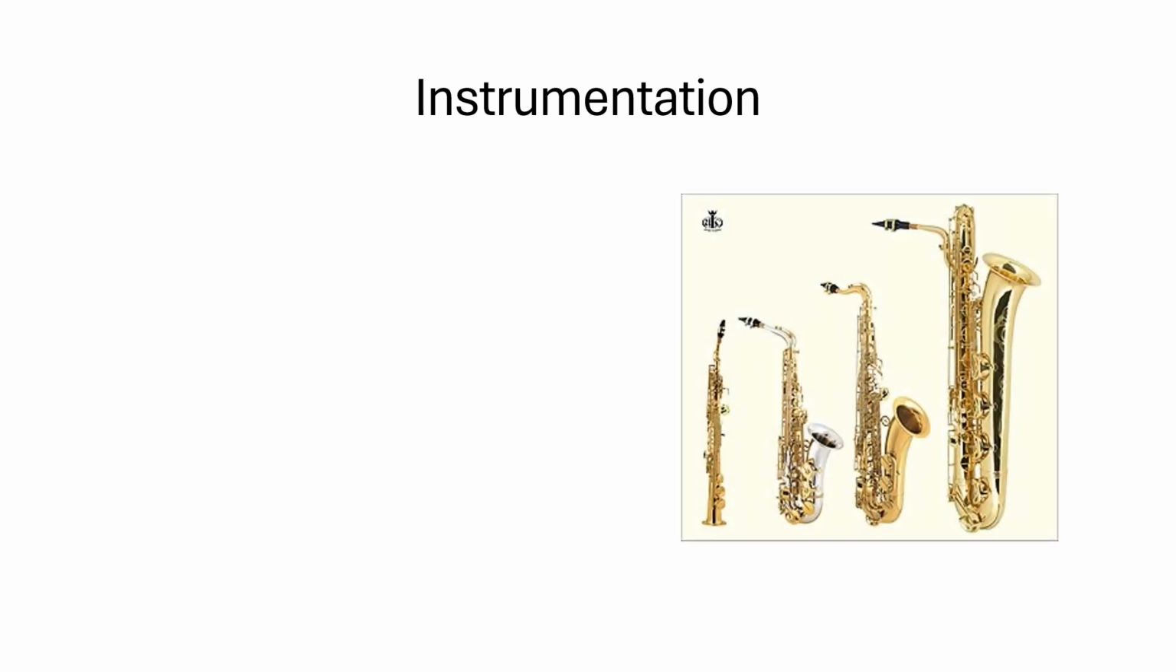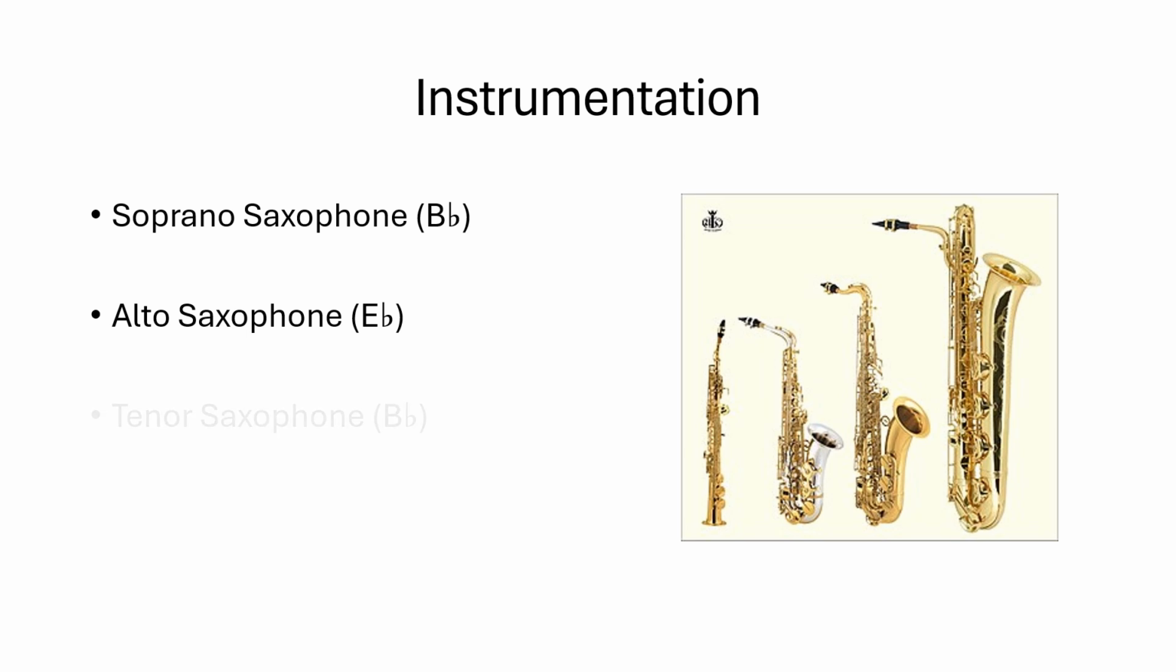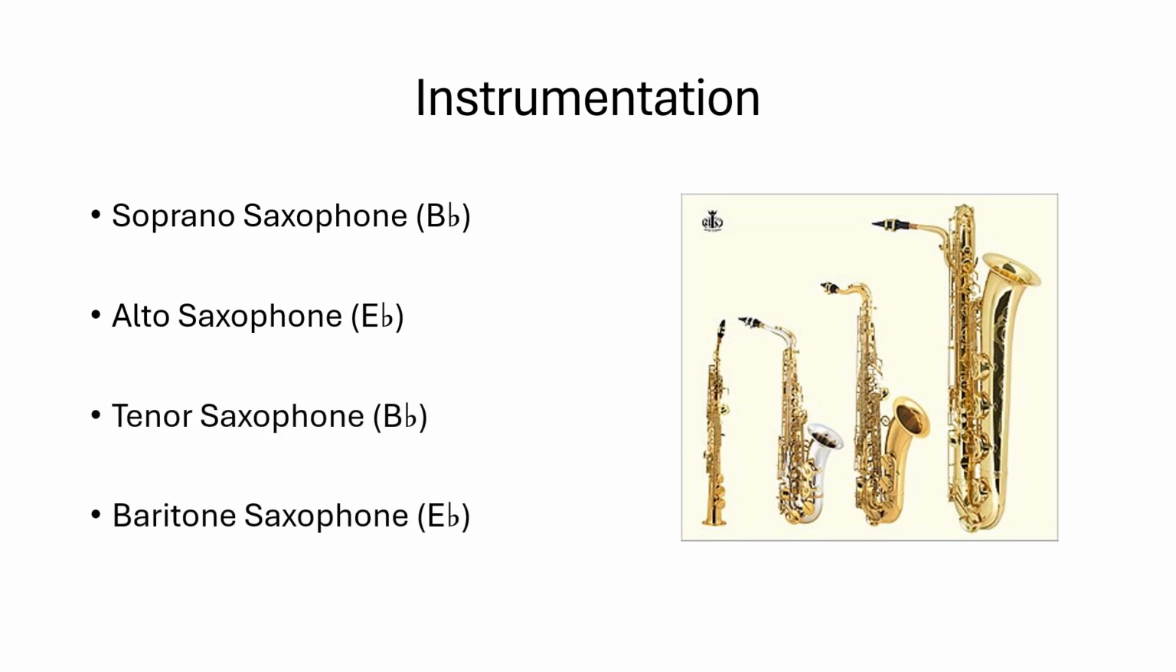Next, I would like to decide the instrumentation for this ensemble. As this piece is being performed at a festival, I've decided to use a smaller chamber ensemble, as that is more likely to be available for this event. So I've decided I'm going to compose this piece for a saxophone quartet. So this will include soprano saxophone, alto saxophone, tenor saxophone, and baritone saxophone.